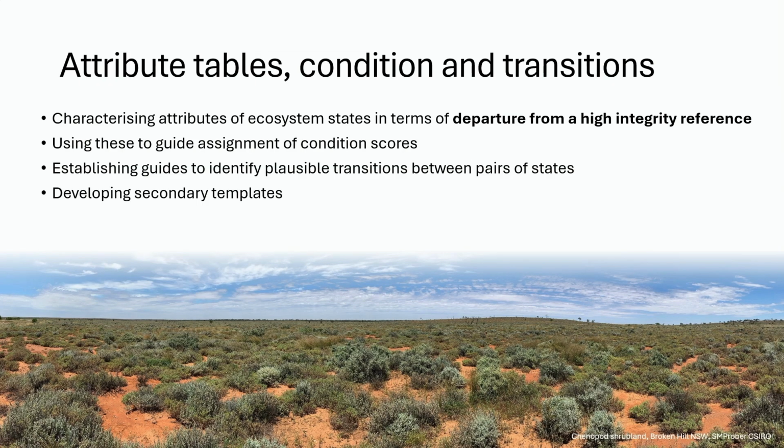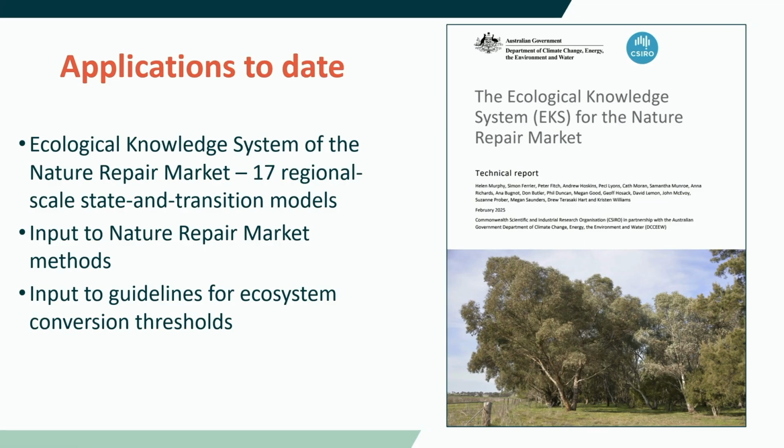So I've just had time today to introduce our 3 primary templates, but alongside these, we're also characterising the attributes of the ecosystem states in terms of departure from a high integrity reference, using these to guide assignment of ecosystem condition scores, and establishing guides for identifying plausible transitions between pairs of states. And we're also developing some secondary templates to facilitate inclusion of greater detail where required, such as shrub and herbaceous layers in forest understories. So I'll end here by noting that we've now applied this approach in its various stages of evolution to 17 regional state and transition models for the nature repair market, as well as providing guidance for method development and international initiatives, such as guidelines for assessing ecosystem conversion policies.